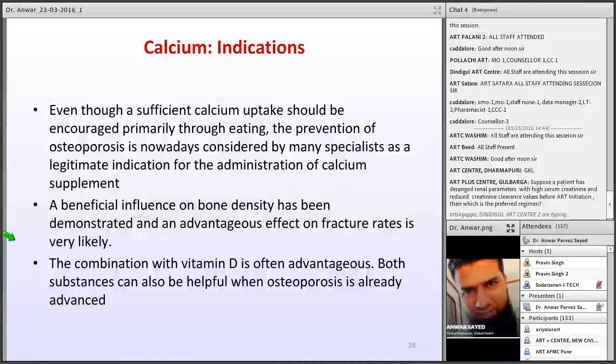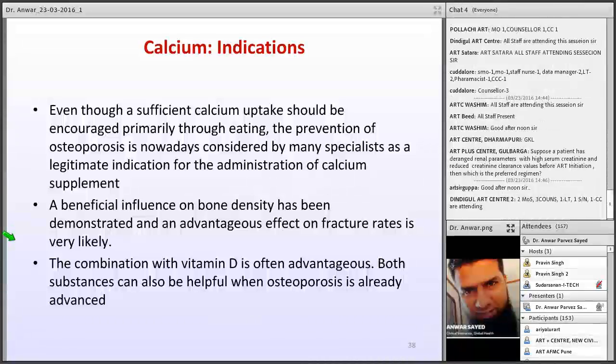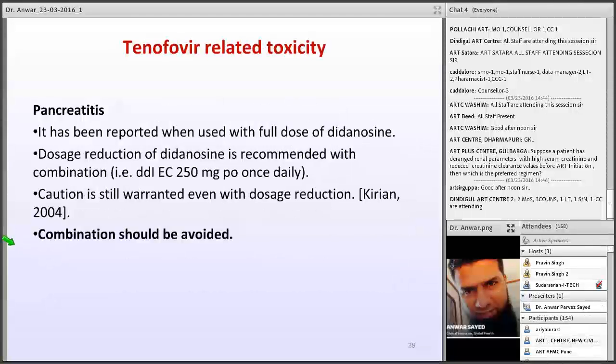But in my opinion, whatever is the issue with the deranged renal parameters needs to be corrected before initiation of ART. Of course, there will be some scenarios where you cannot wait for a long time, and in those cases reduced doses will be used, where you need to keep the COEs in the loop. So as I mentioned before, calcium and vitamin D supplements will be advantageous. Both substances can also be helpful when osteoporosis is already advanced.